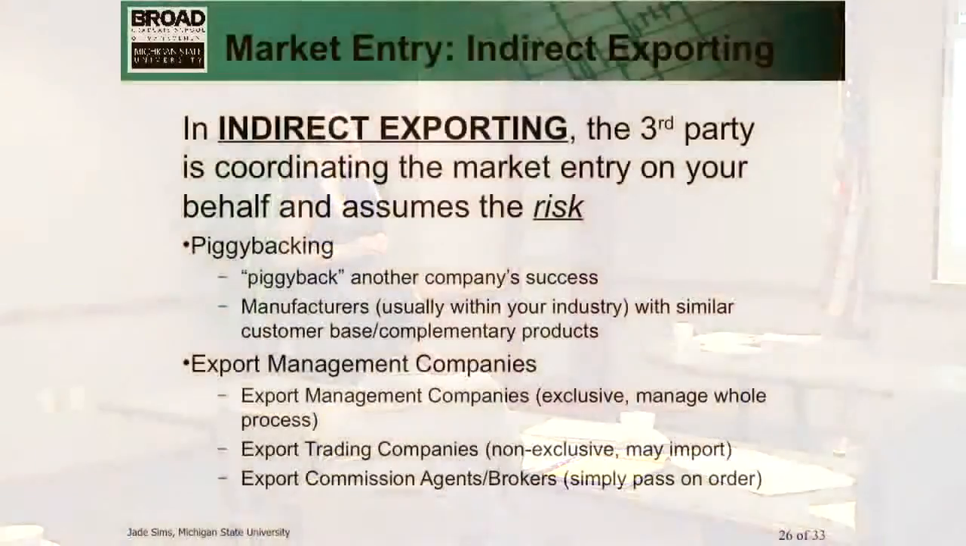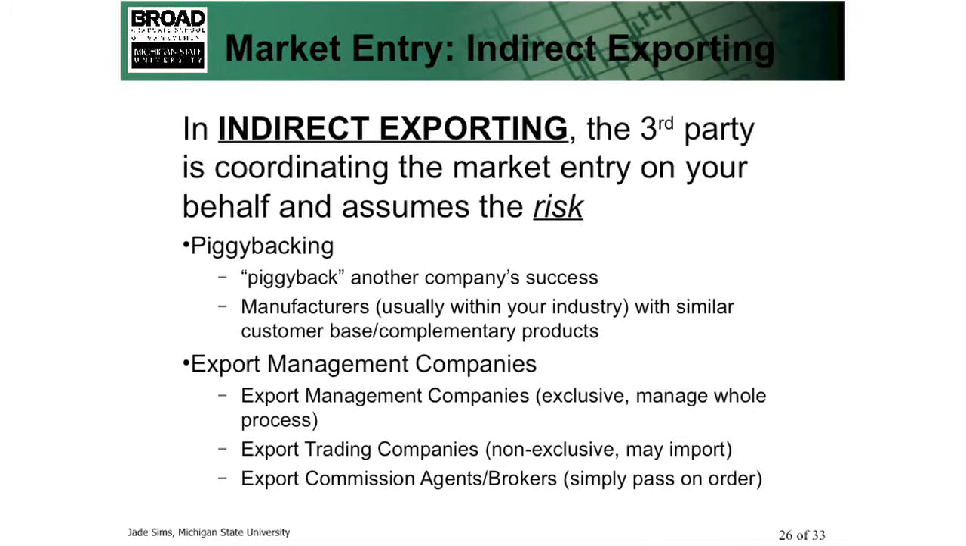An export commission agent or a broker is somebody who's just going to basically pass on your order from overseas. They're not going to take physical possession of your product. So in indirect exporting, the third party is coordinating the market entry on your behalf and is assuming the risk.